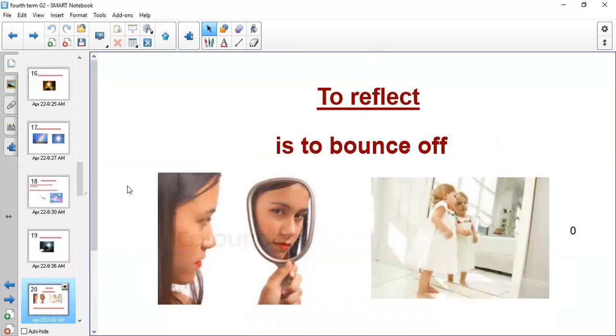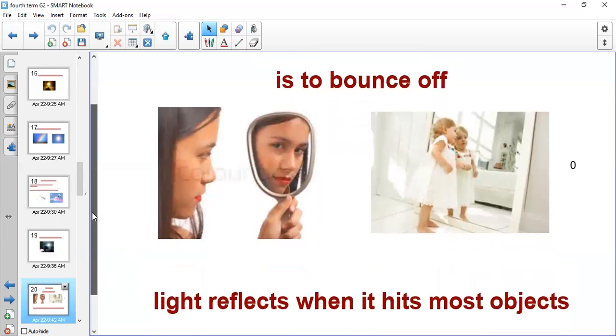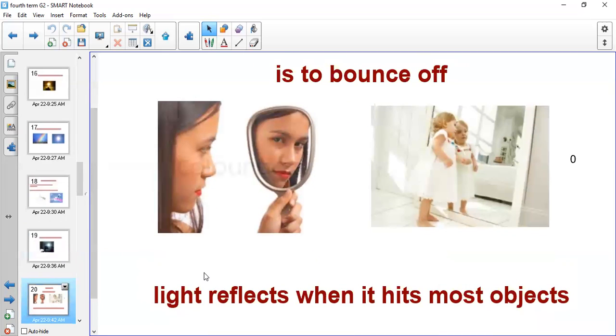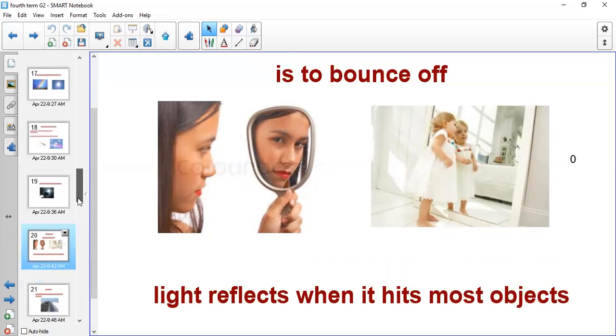Reflect. What is the meaning of reflect? Reflect means to bounce off or to throw back. You will not see your reflection in the mirror if we don't have light. So light reflects when it hits most objects. Again, reflect means bounce off or throw back heat, light, or sound without absorbing it. So reflect, bounce off.